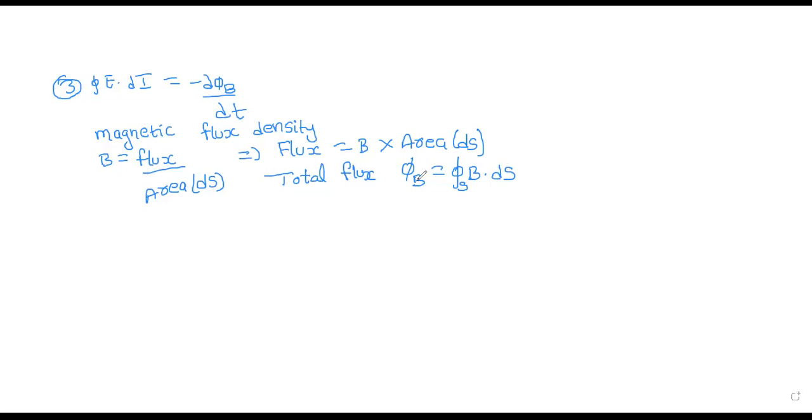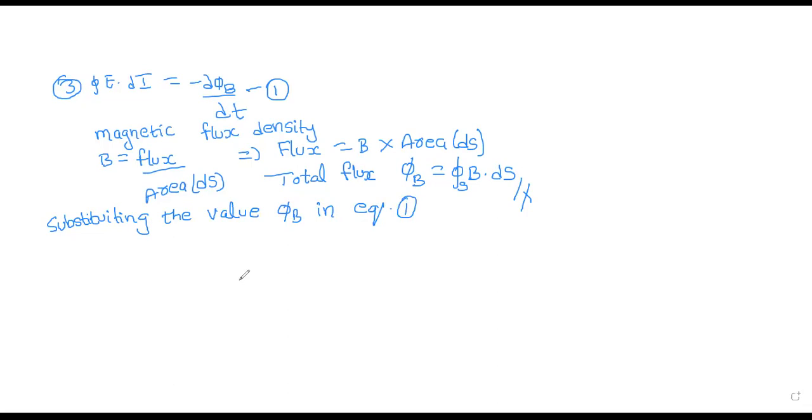So we just started our basic derivation with Faraday's law of electromagnetic induction. What we have done is substitute our value of phi B into equation number 1. This is our equation number 1. Now we'll rewrite that, substituting the value of phi B in equation number 1.